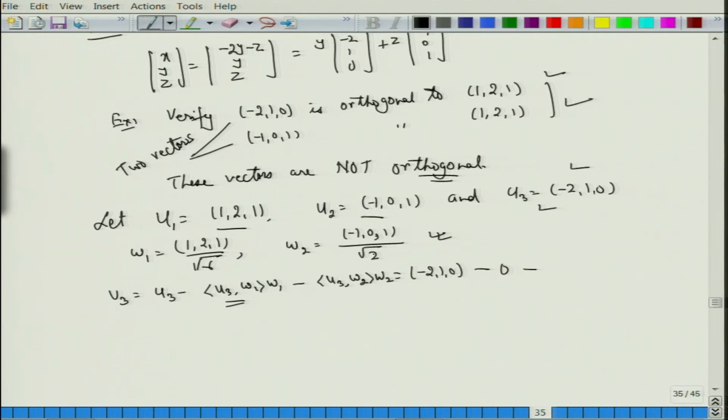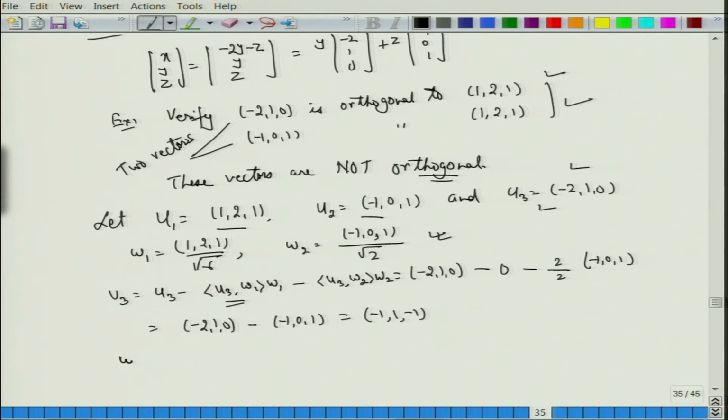This root 2 will give you twice, so it will become 1 upon 2. Dot product: minus 2 into minus 1 is 2, and this is 0, so it is 2 upon 2 of (minus 1, 0, 1). So, this is the same as (minus 2, 1, 0) minus of (minus 1, 0, 1). So, minus 2 plus 1 is minus 1, 1 minus 1 is 1, and 0 minus 1 is minus 1, all right, fine.